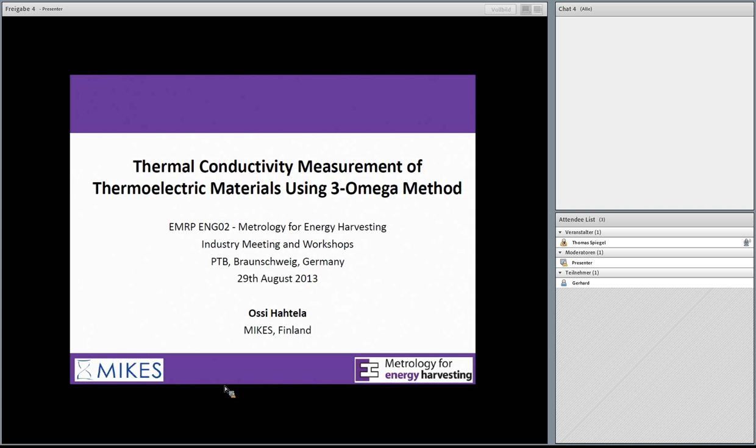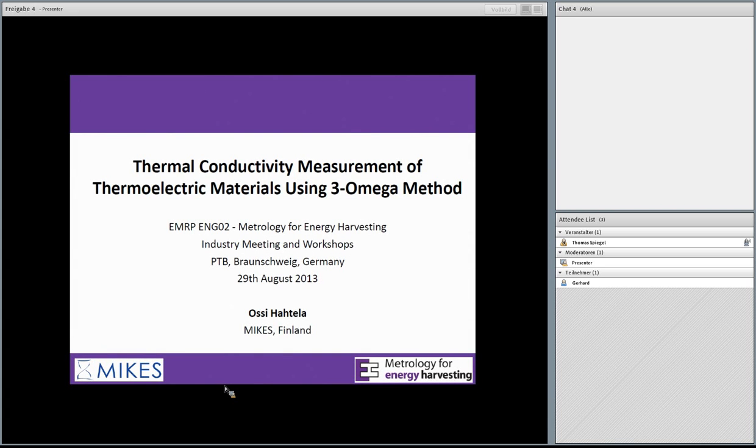Okay. Good afternoon, everybody. My name is Ossi Hahtela. I work as a senior research scientist at MIKES in Finland. The topic of my presentation today is thermal conductivity measurements of thermoelectric materials, especially using the 3-omega method.